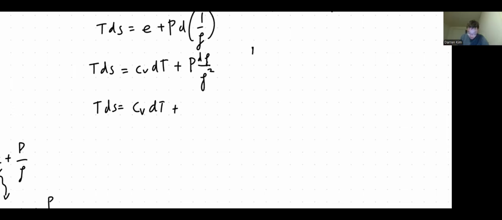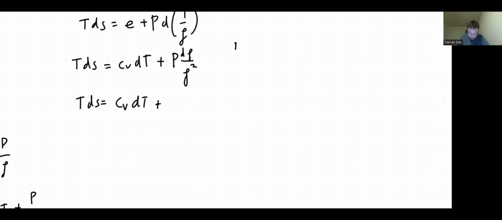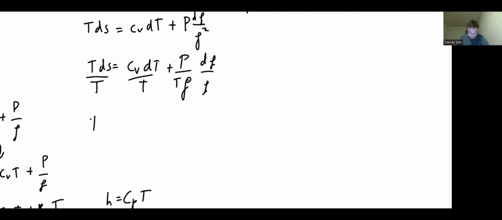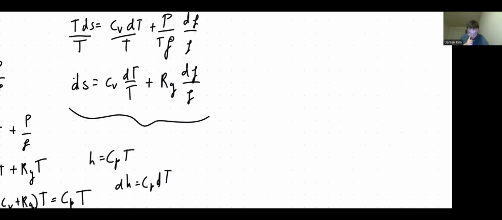So P T over density, d density over density, which equals ds equal Cv dT over T plus Rg d density over density. Now we have all this. We have this final form. Now we can get this equal to other stuff. But first we need to get our second form out, which is going to be over here. What's our second form? I believe it's Cp next.